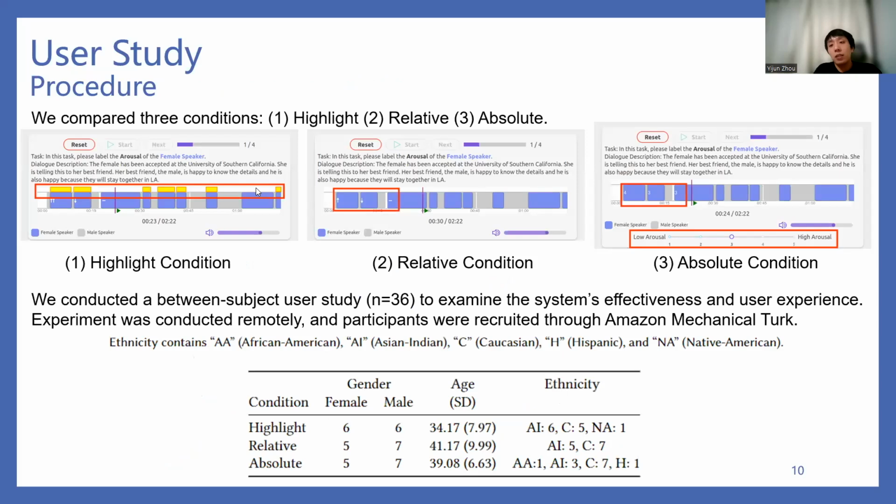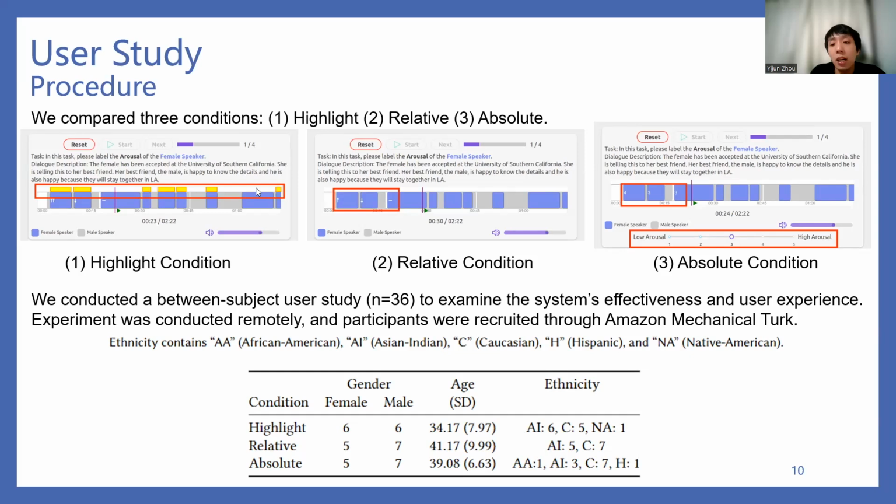So we conducted a user study to prove the effectiveness of our mechanism. We compare three conditions: highlight, relative, and absolute. Highlight is our proposed method. Relative is an ablation condition without highlights, but still using relative labels. And absolute is just a baseline, like other traditional absolute labeling interfaces.